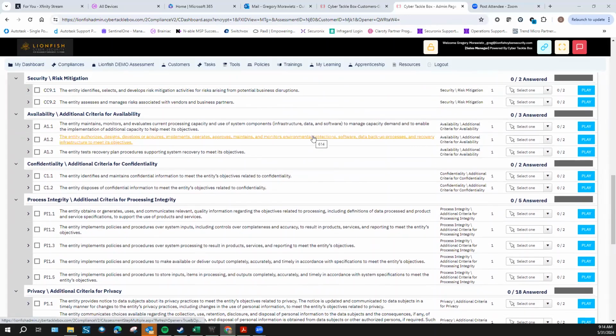The entity maintains, monitors, and evaluates current processing capacity and use of system components to manage capacity demand and to enable the implementation of additional capacity to meet its objectives. So your remote monitoring and management tool is going to be sitting there watching your CPU utilization, your memory utilization, your disk utilization. It's going to be watching all three of those things constantly.